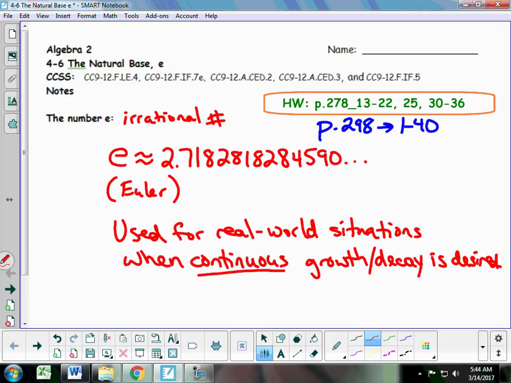And this is more appropriate for real-world situations like population or the decay rate of certain elements that scientists can use, like carbon dating. You might have heard of that before. They can use carbon dating to tell the age of a bone or something. And that's because the carbon decays at a certain rate, and they use the natural base E to help calculate that.